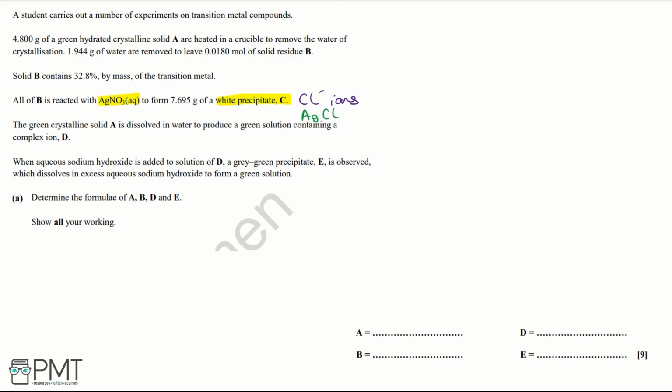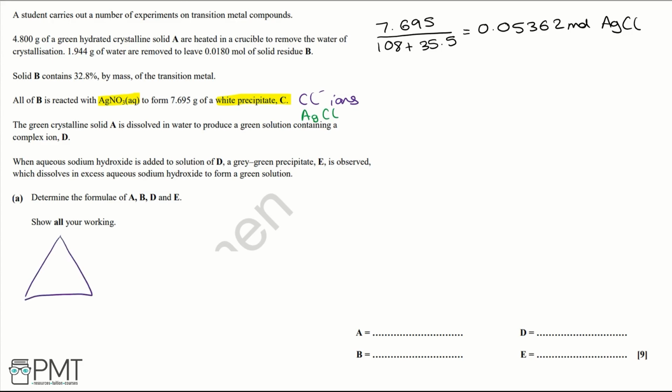And to work out the moles of this silver chloride, we can do 7.695 divided by 108 plus 35.5. And that gives us 0.05362 moles of silver chloride. So the equation triangle we've used is the equation triangle of mass divided by moles times relative formula mass. And this is the equation triangle we're going to be using throughout this question.